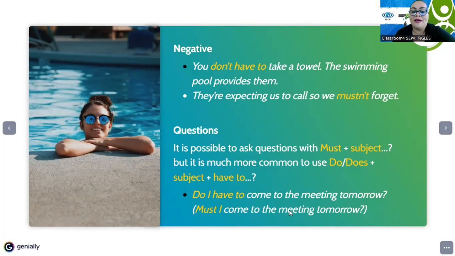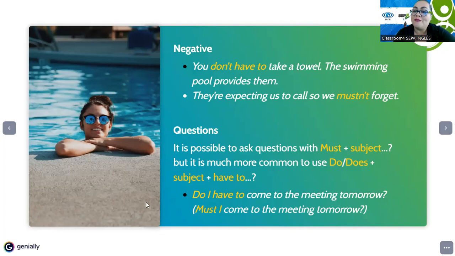Must I come to the meeting tomorrow? In this case, I'm referring to a question. If we remember the simple present, usually in the simple present we use the auxiliary do or does at the beginning. Here I'm going to combine this using the verb have to, because have to is expressed in present. So I'm going to say, do I have to come to the meeting tomorrow?